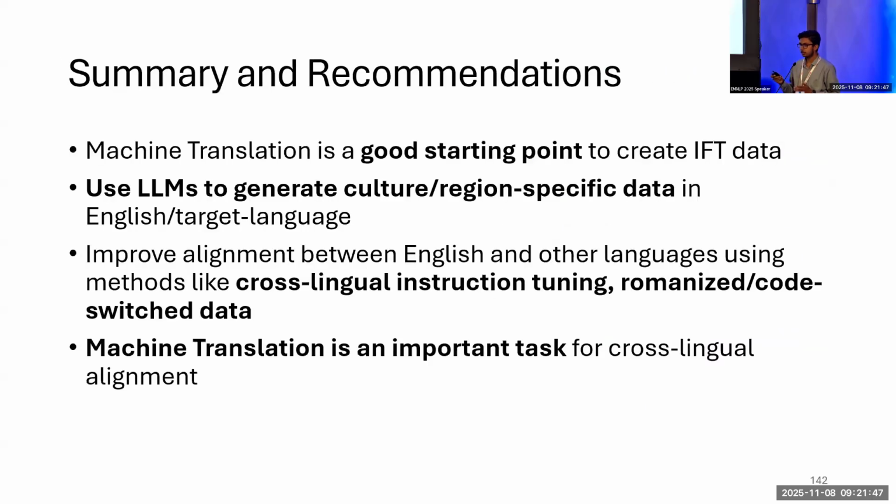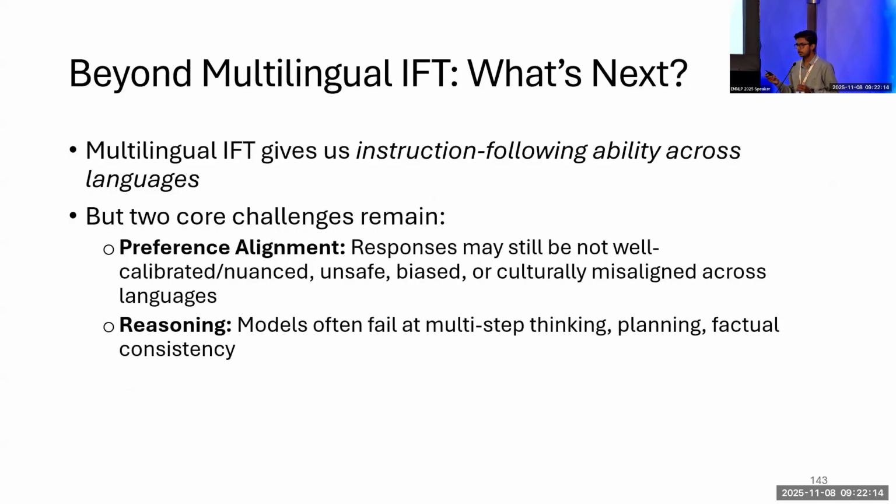So to summarize, machine translation is a good starting point to create IFT data. Using LLMs to generate culture and region-specific data in English and the target language helps. Improving alignment between English and other languages using methods like cross-lingual instruction tuning and Romanized code switch data helps. And machine translation is an important task for cross-lingual alignment. So beyond multilingual IFT, what's next is what we'll be going through in the following slides.